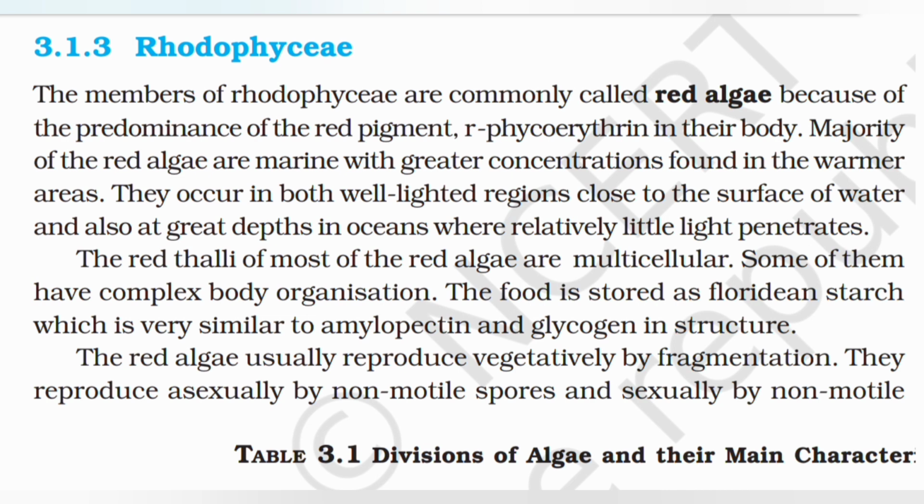The red thalli of most of the red algae are multicellular. Some of them have complex body organization. The food is stored as Floridian starch, which is very similar to amylopectin and glycogen in structure. The red algae usually reproduce vegetatively by fragmentation. They reproduce asexually by non-motile spores and sexually by non-motile gametes.